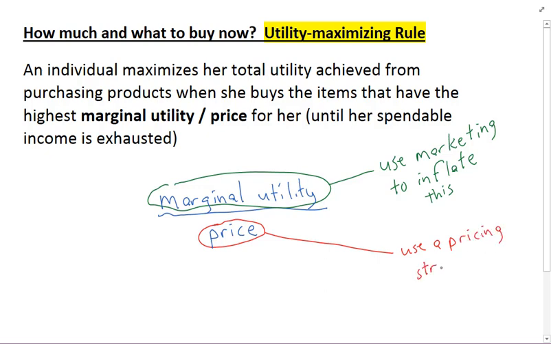Now, how can you make a price seem lower? You can break it up into multiple parts. Think about your cell phone bill. Now, I like the prepaid cell phone where the price is the price. I pay $30 a month, and that's it.